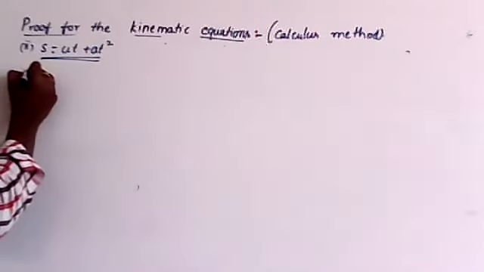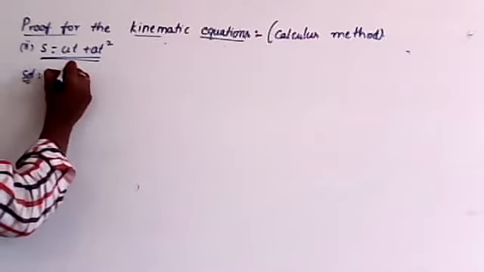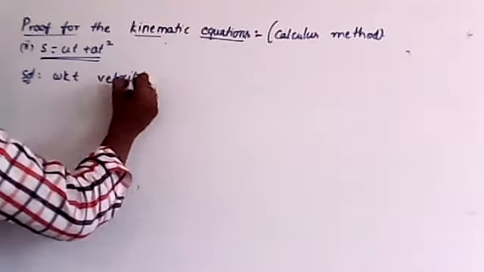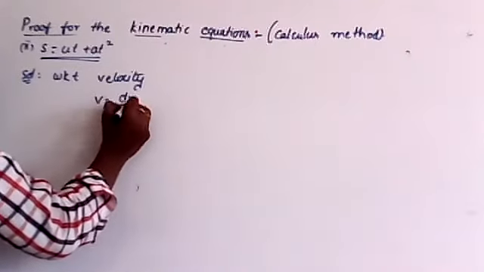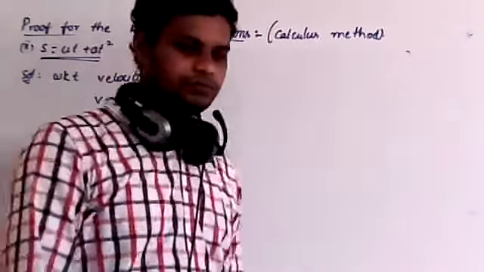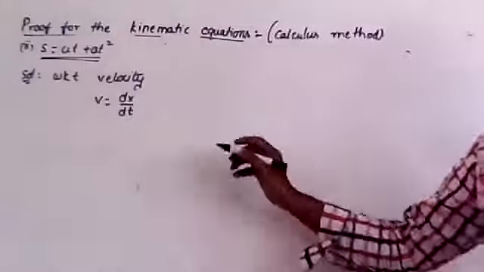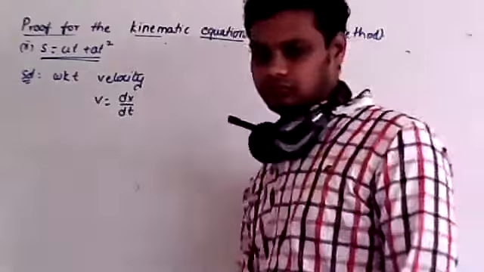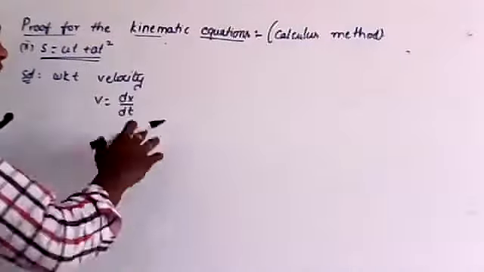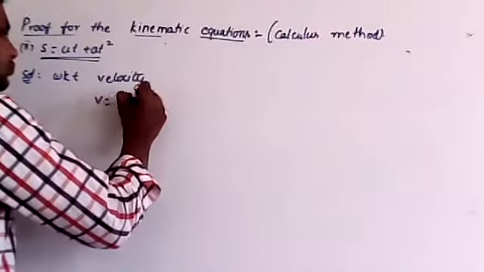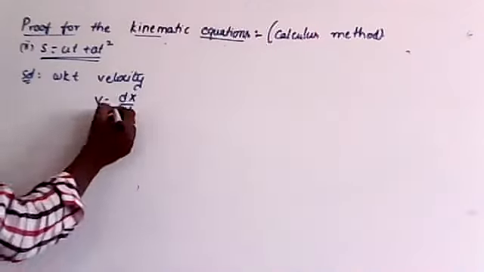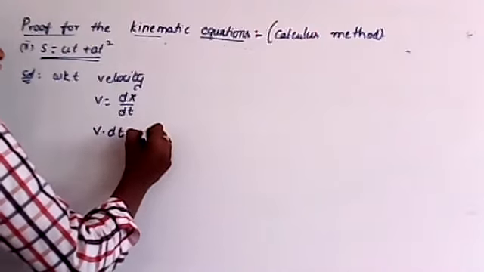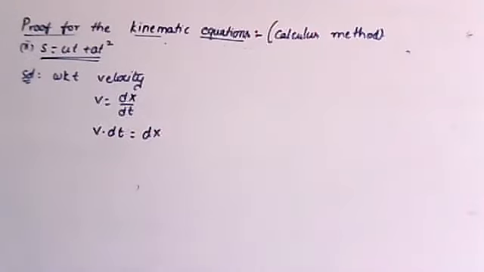For this I will take like this. We know that velocity v is equal to dx by dt. Shall I write like this? Now bring this to the left hand side. Then v into dt is equal to dx.